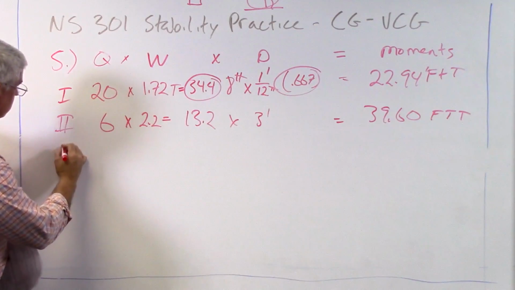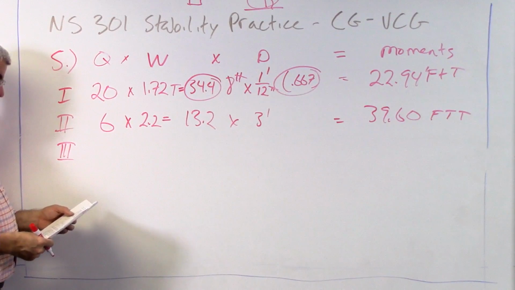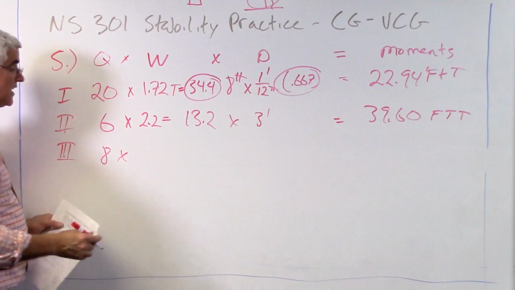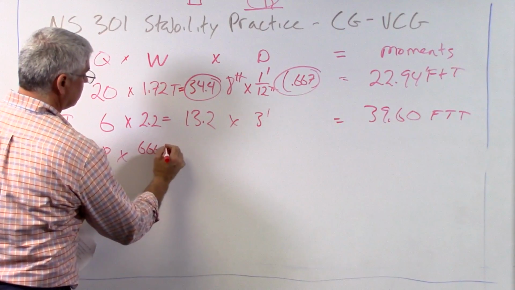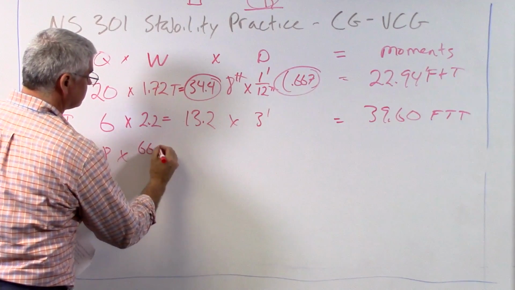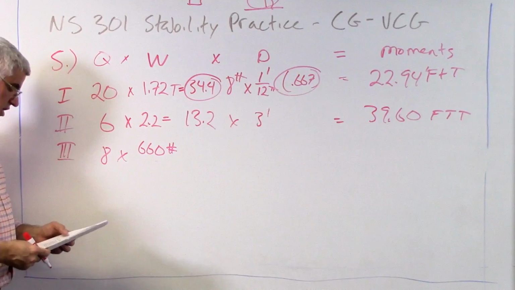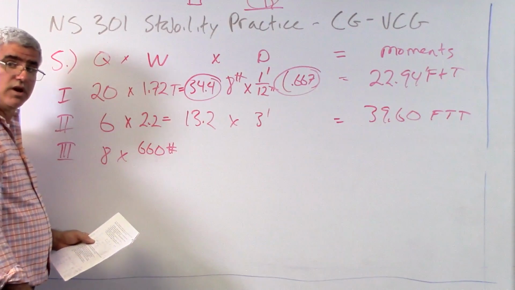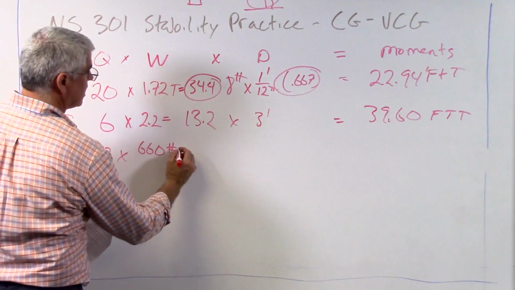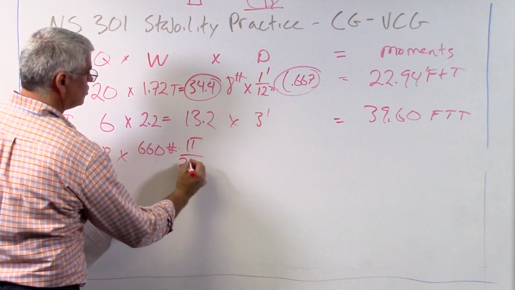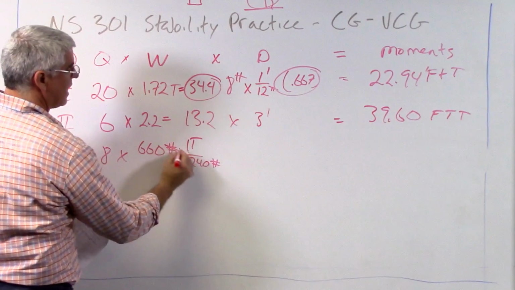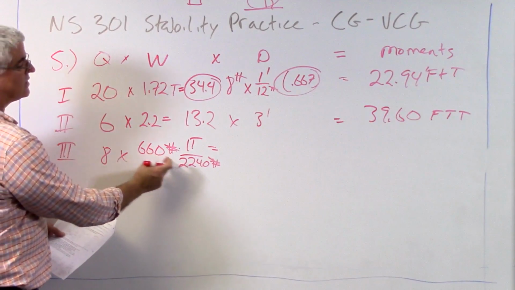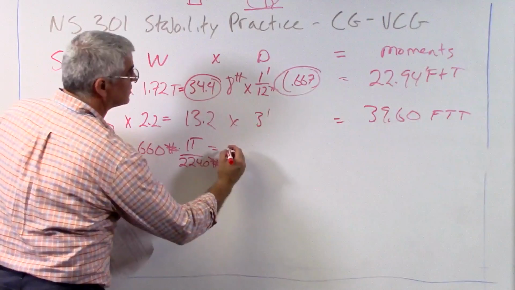Okay, what's our third item? Our third item is crated piping and machine parts. There's 8 crates. That's my quantity. And my weight is 660 pounds. Now I need to convert that from pounds to tons. It turns out that a long ton is 2,240 pounds. So this is going to be 1 ton for every 2,240 pounds. Pounds goes away, and now I'm going to be left with tons. So what's my weight there? If I multiply 8 times 660 divided by 2,240, I get 2.36 tons.